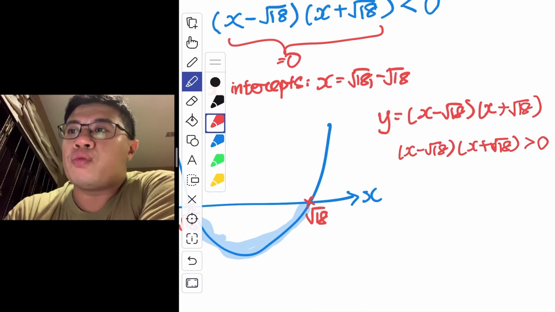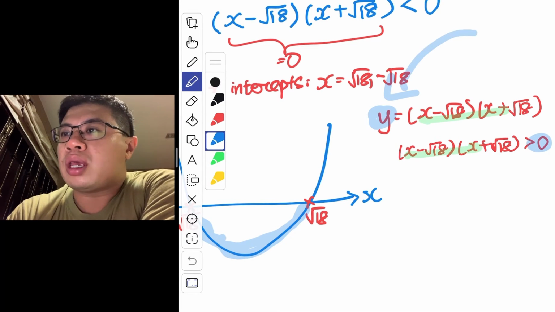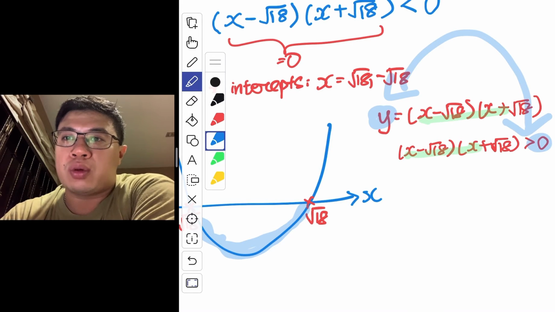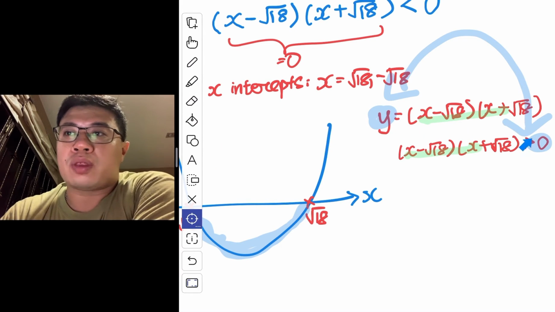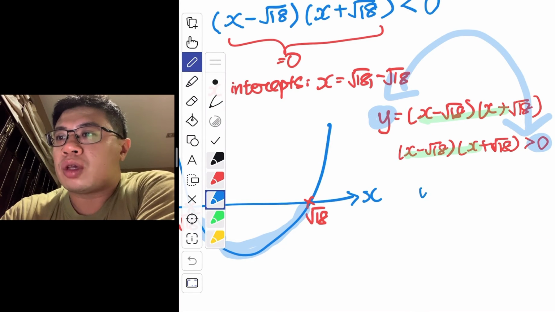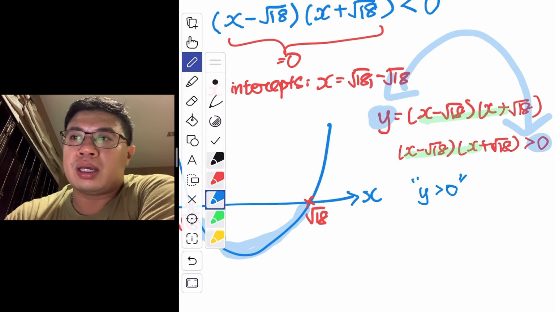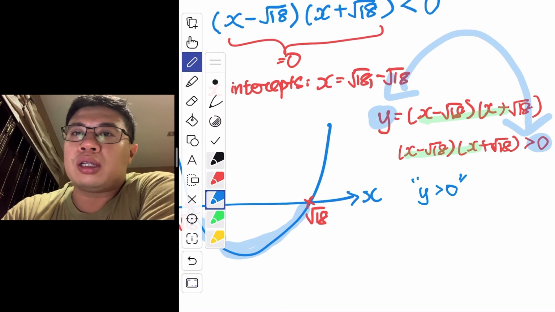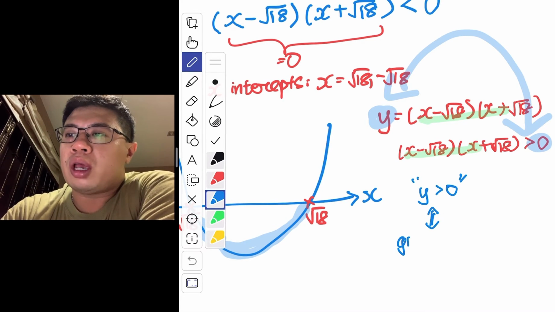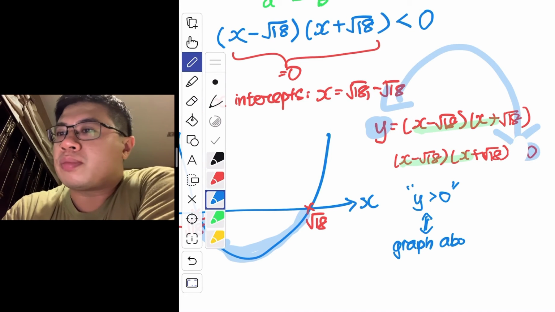Okay, so what does it mean? If you relate this y, which is equal to this, and at the same time this is more than 0, it means that you're looking at the region, the corresponding x values, where your y is positive, where your y is more than 0. So if you are thinking about y more than 0, it means that basically you are interested in the region where the graph is above. Oh, sorry. Oh, less than 0. My bad. Sorry, less than 0. I copied wrongly.